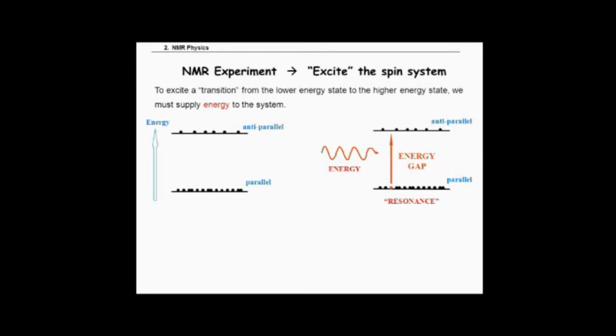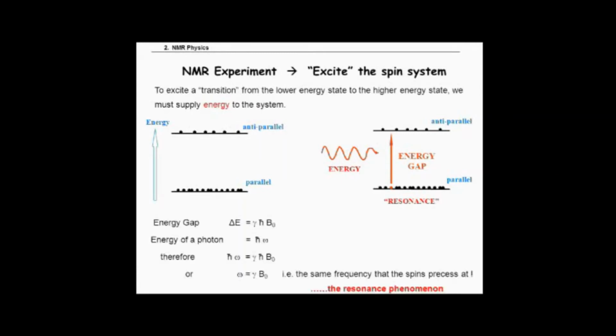It turns out the energy we supply to the system must be very precise, and this is what gives rise to our resonance phenomenon. If it's not enough energy, nothing will happen. If it's too much, nothing will happen. So it must be very, very exact. So we know the energy gap. We had this expression earlier on.